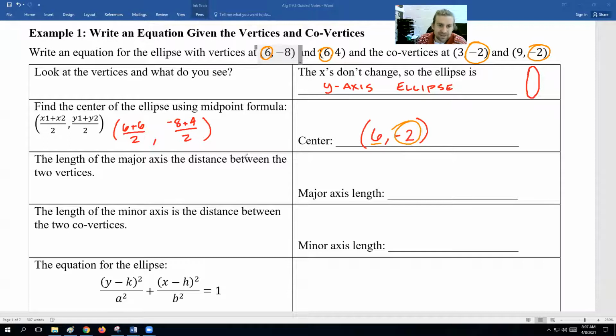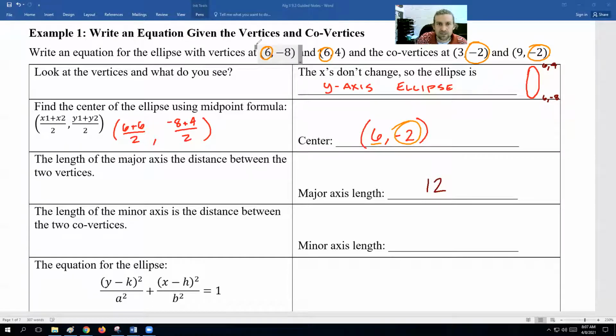What is the length of the major axis? The distance between the two vertices. We look at the major axis, which we know is at (6, -8), down here, and (6, 4), up here. What's the distance between them? All we need to do is look at the distance between -8 and 4, or going from 4 to -8. That would be a distance, a length, of 12.